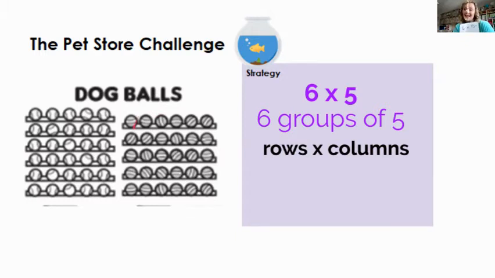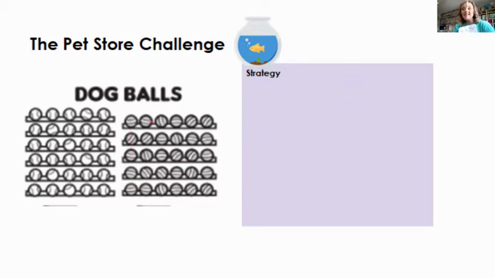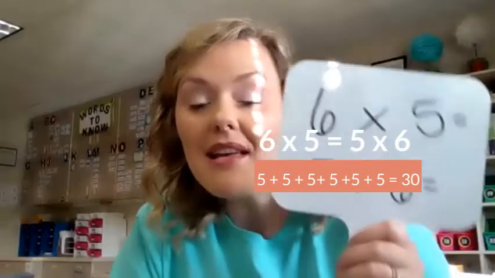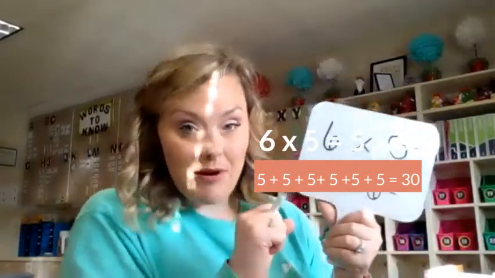Now I'm going to look at the second picture. If I go down first, 1, 2, 3, 4, 5 groups of, and then I'm going to count across. 1, 2, 3, 4, 5, 6. I know that 6 times 5 and 5 times 6 is the same because of the commutative property.